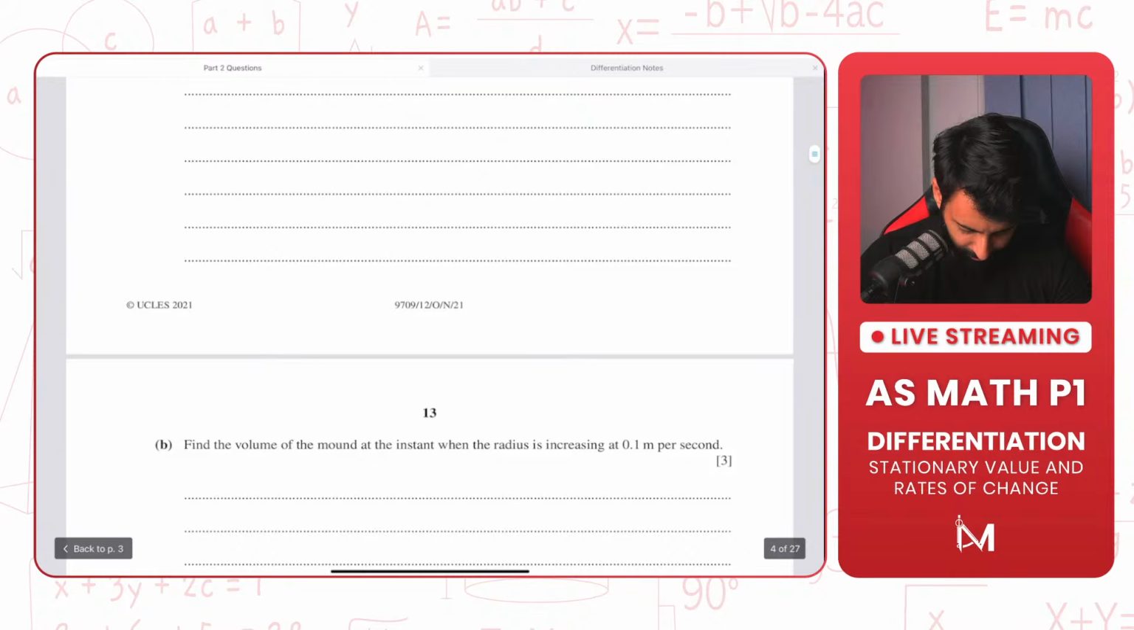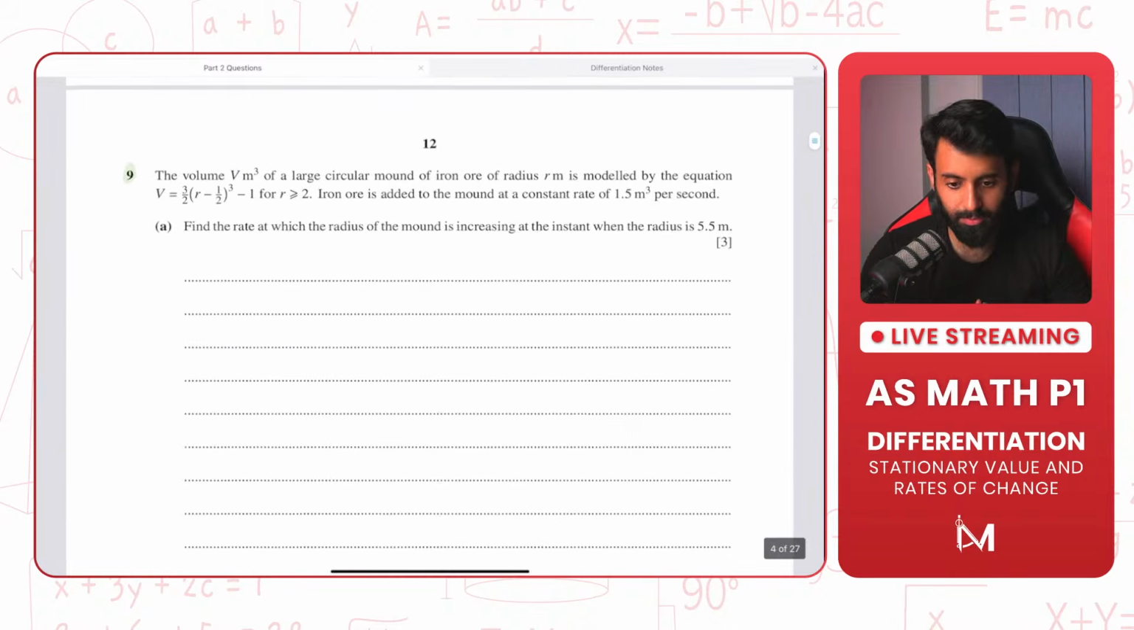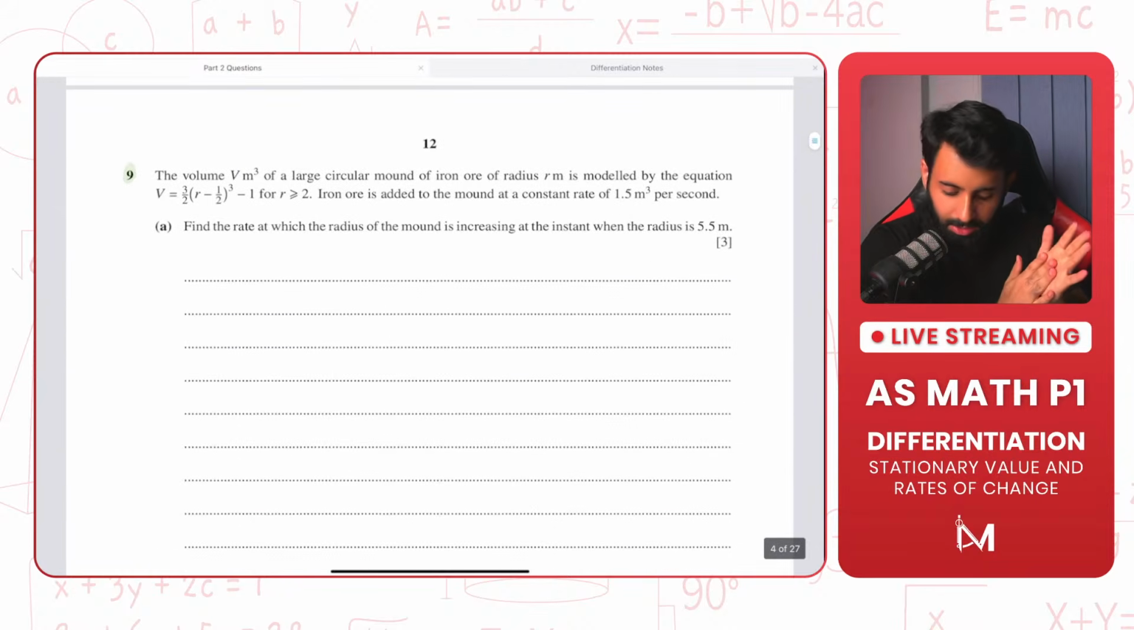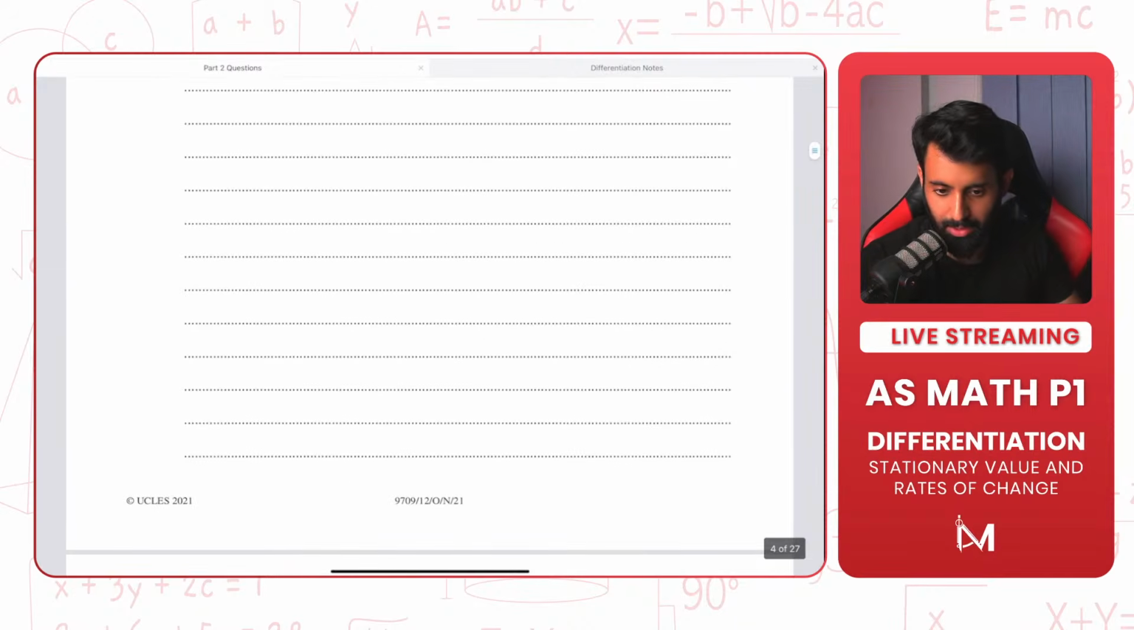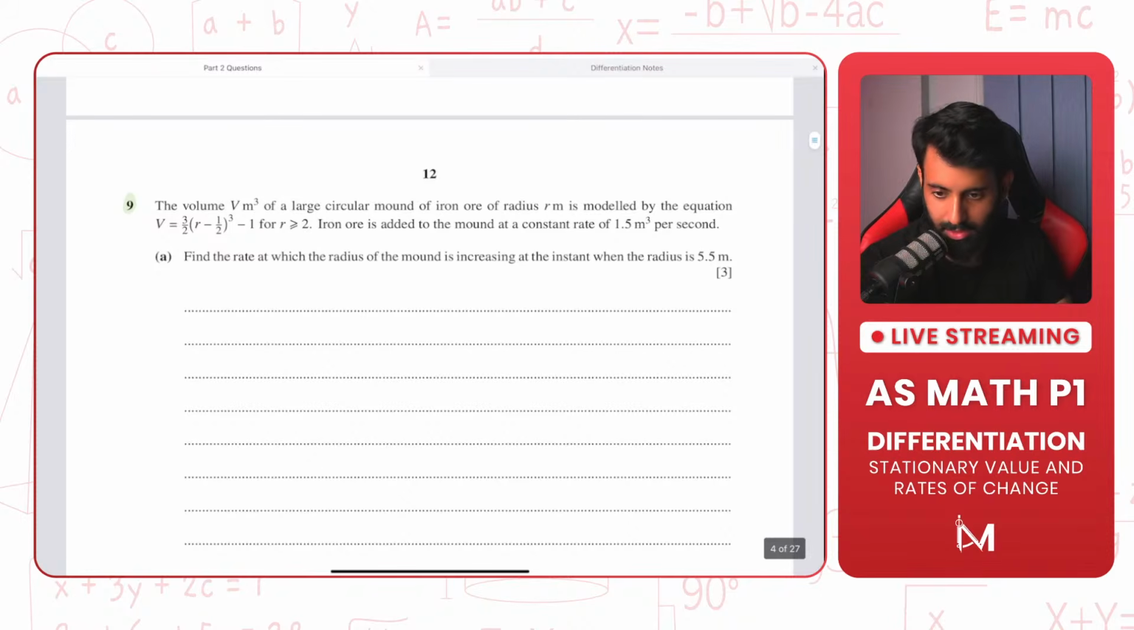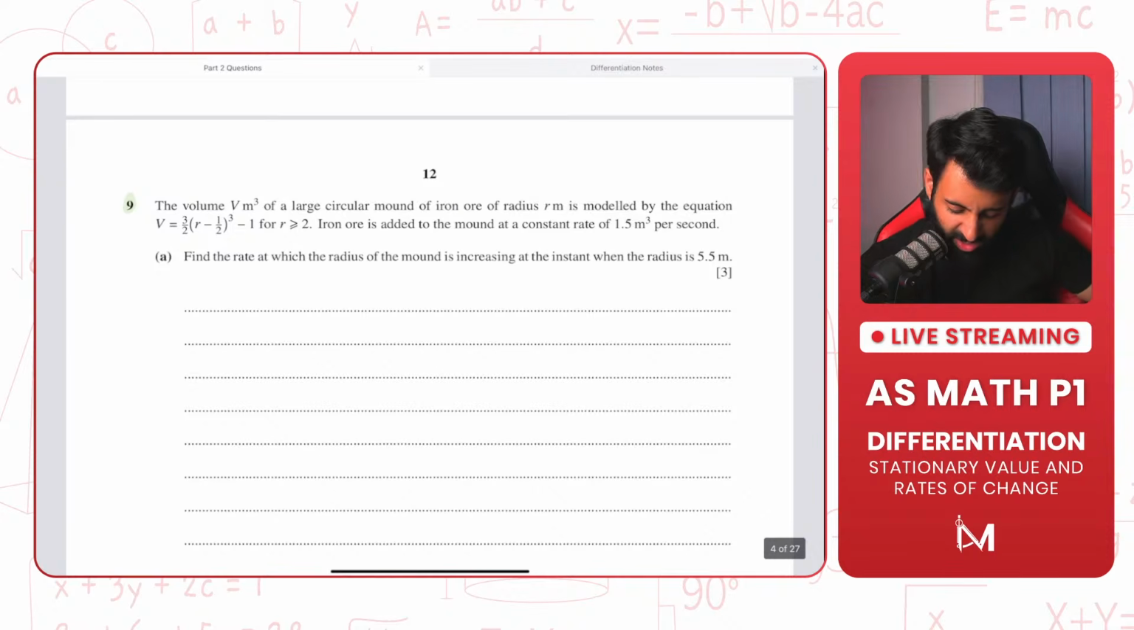Okay, let's do this question here. This question says the volume V meter cube of a large circular mound of iron ore of radius R meter is modeled by the equation so and so. And this, by the way, is from October November 2021, paper 12, question number 9.